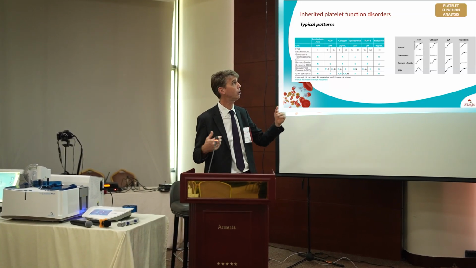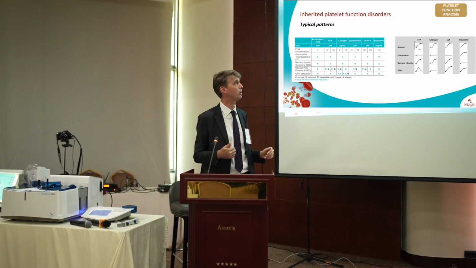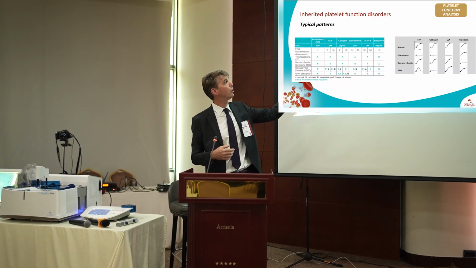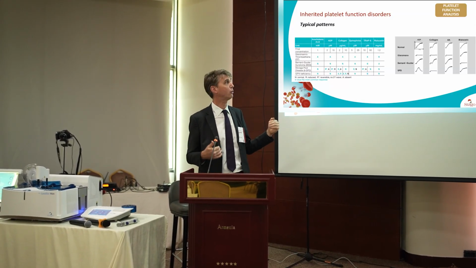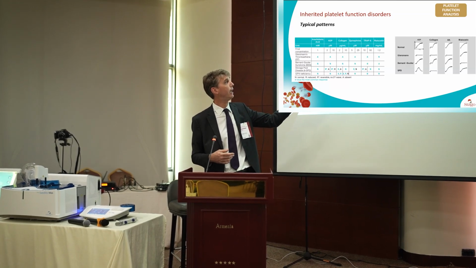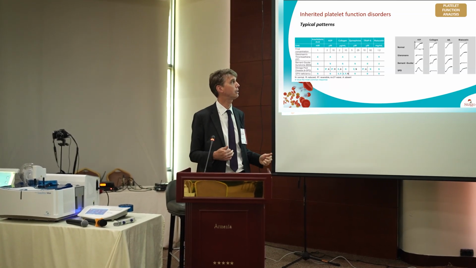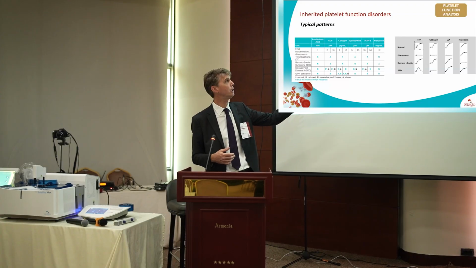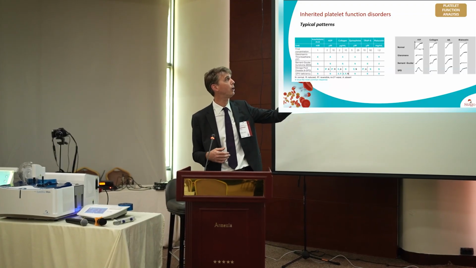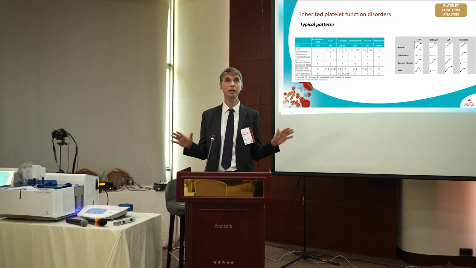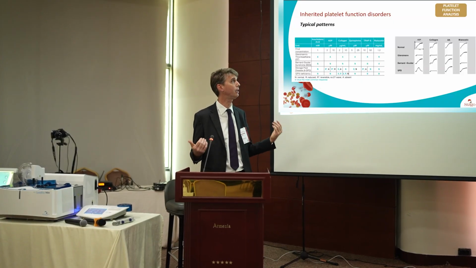For Glanzmann thrombasthenia, you can see that ADP, collagen, and AA, so arachidonic acid, are flat. There is no reaction. But it works with the ristocetin. When it's a Bernard-Soulier syndrome, you can see that ADP and arachidonic acid are normal. You have something a little bit strange with the ristocetin, which is flat. Okay, you don't get any reaction.